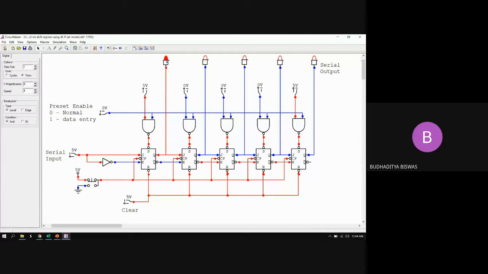Okay. Now, if I want to store another 0, then we need to connect the serial input to 0 and give another clock pulse. So here you see on the occurrence of the second clock pulse, the first output is shifted to the second output and the first one is stored by whatever is connected to the serial input.